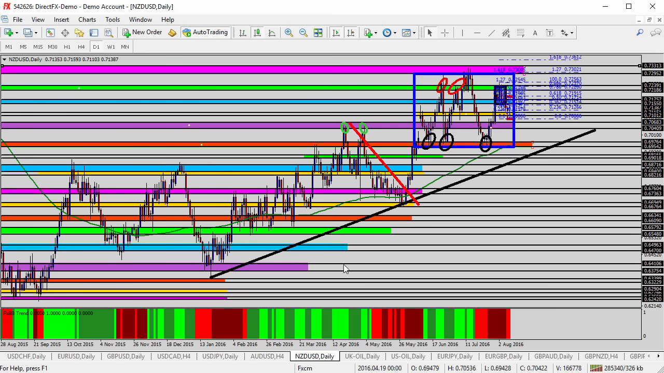Let's take it over here to the NZDUSD. The blue box here is really what we want to concentrate on. We're at the top of the rising trend here, but we've been within this blue box in the range for several weeks now.